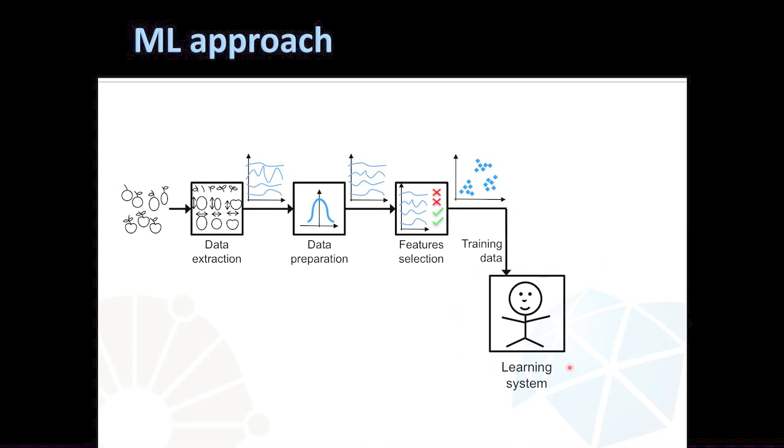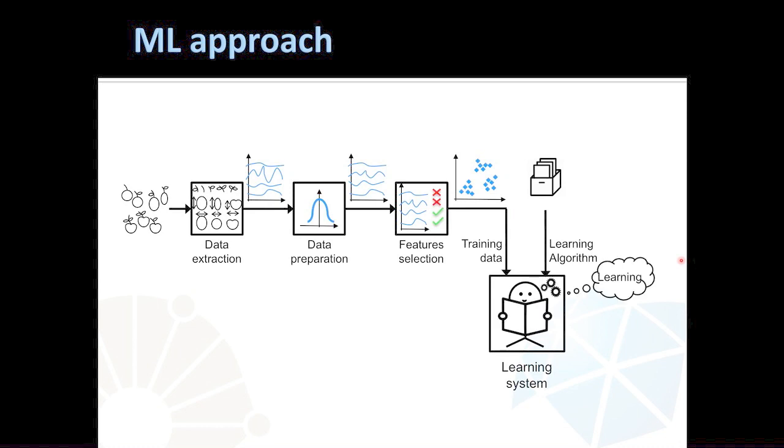Now, our learning system needs something else. A learning algorithm that will tell it what to do with this data, or, in other words, how to learn. Now we have a training phase, where this learning algorithm is running over the training data. After the training phase is done, the system is ready to use.